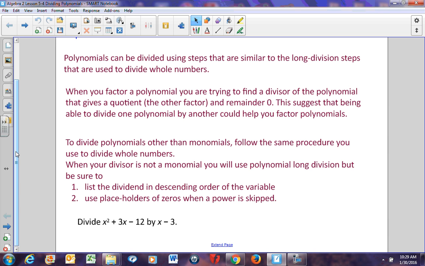For example, if I had x to the 5th, and then the next thing I had was x to the 2nd, I'd have to have a 0x to the 4th and a 0x to the 3rd when I wrote down my polynomial so I could divide it properly.